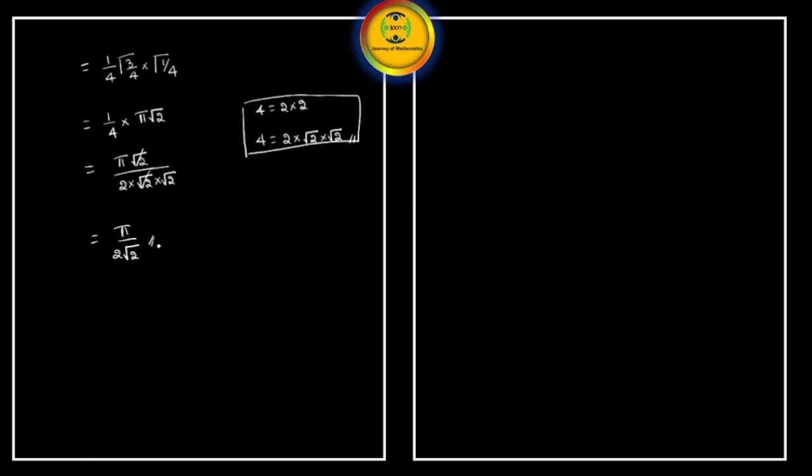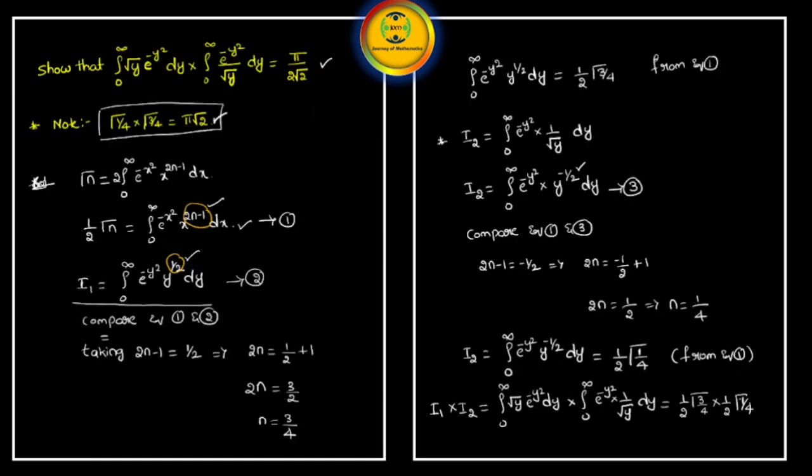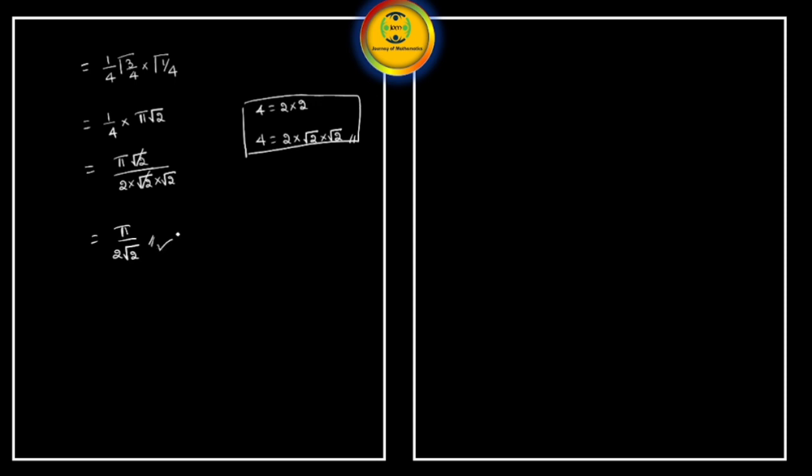So this is the answer we need. Finally, I have shown that integral 0 to infinity root y e power minus y square dy into integral 0 to infinity e power minus y square divided by root y dy is equal to pi by 2 root 2. In this way we get the final answer.